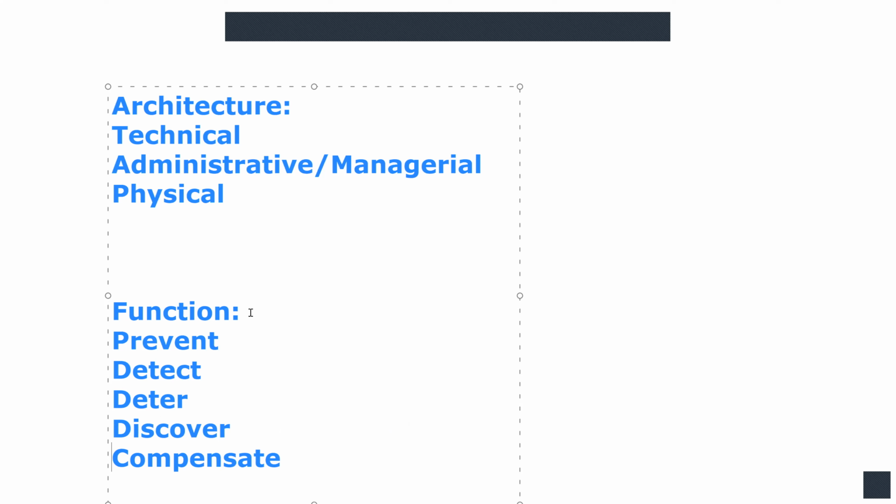Deter, that it will send an aggressive note to the user that he is not allowed to do this or that. For example, he gets a screen: you are not allowed to log into this screen, please log out, otherwise you will be violating a security policy. Discover, that it will discover any problem. And compensate, we will discuss this later because it's a little bit complicated.